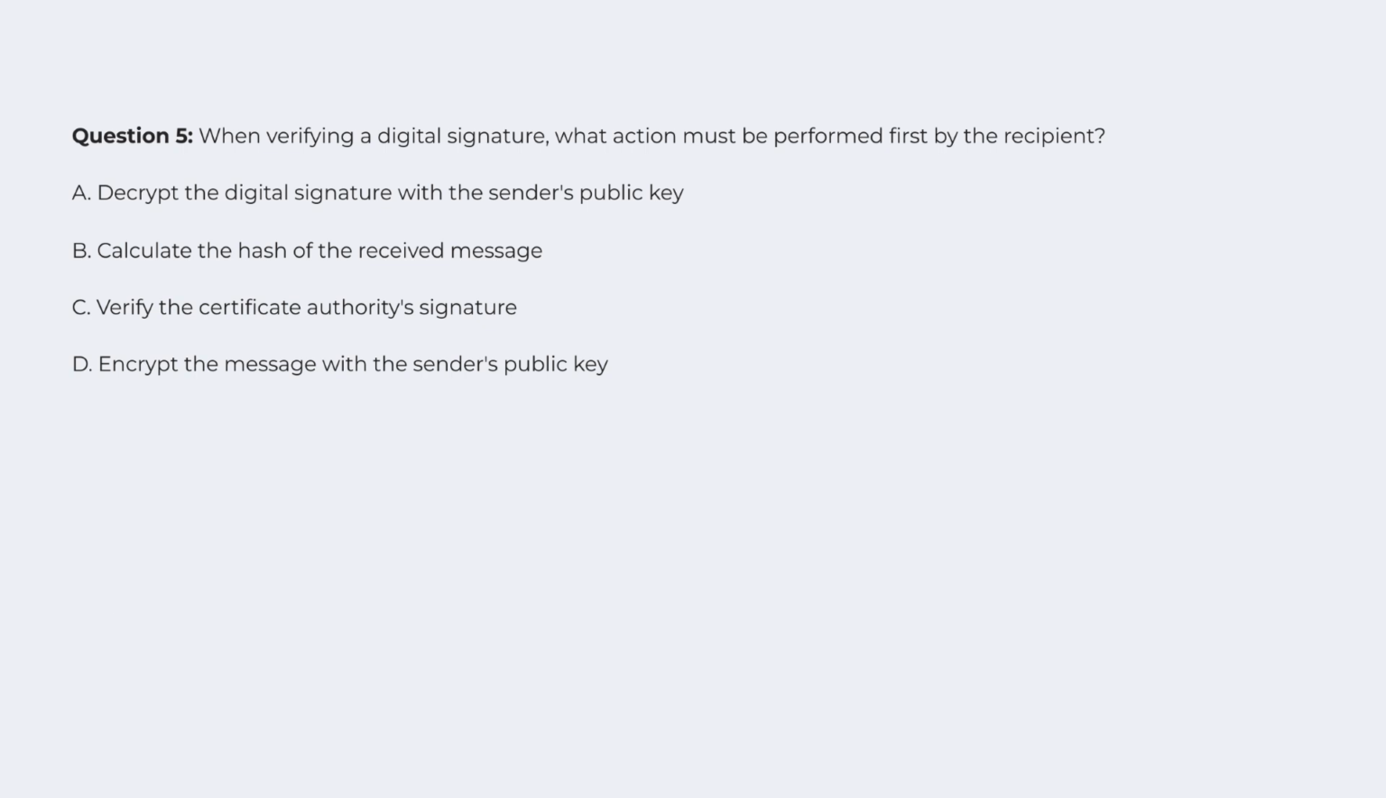Question 5. When verifying a digital signature, what action must be performed first by the recipient? A. Decrypt the digital signature with the sender's public key. B. Calculate the hash of the received message. C. Verify the certificate authority's signature. D. Encrypt the message with the sender's public key.